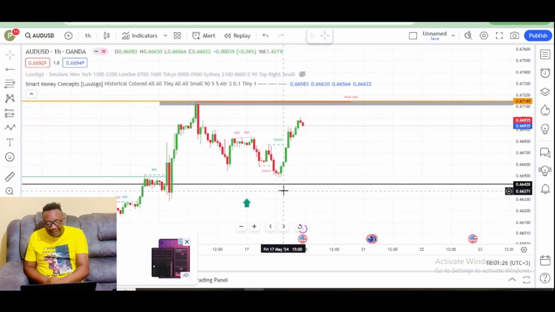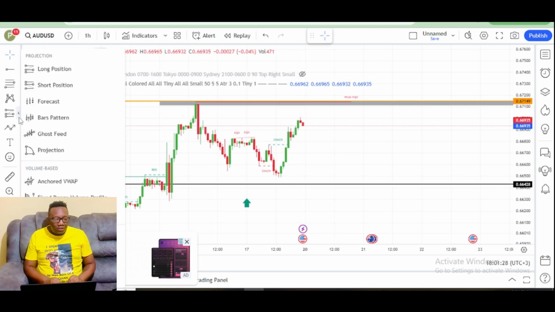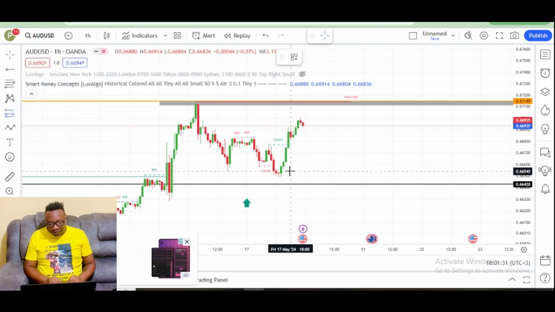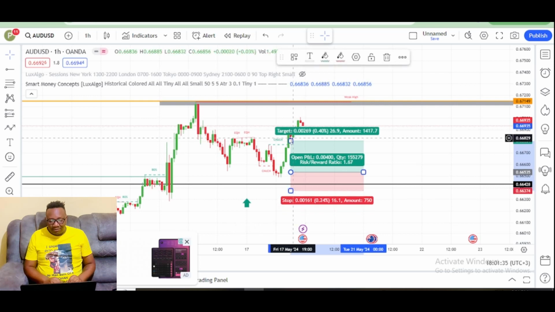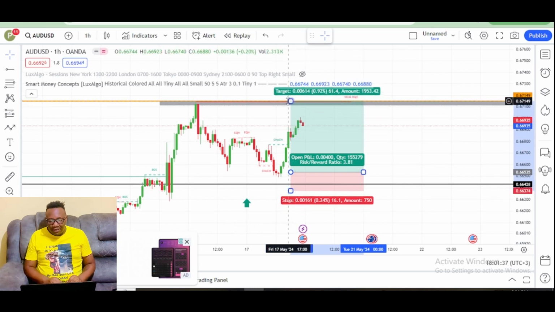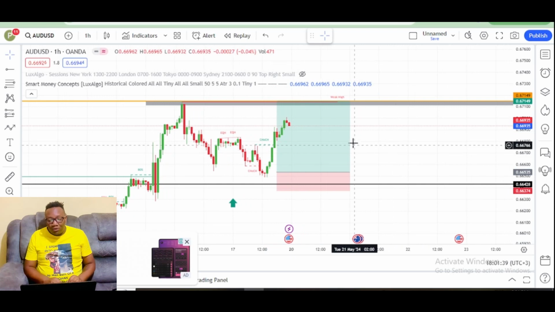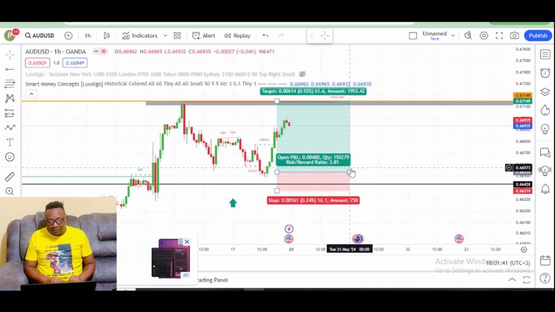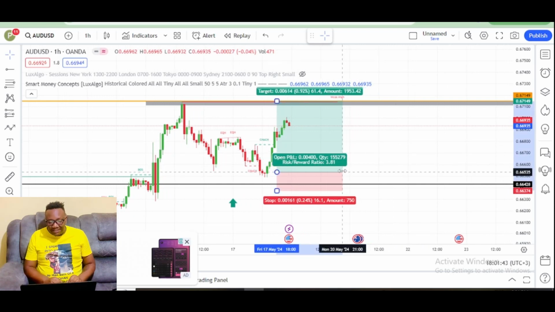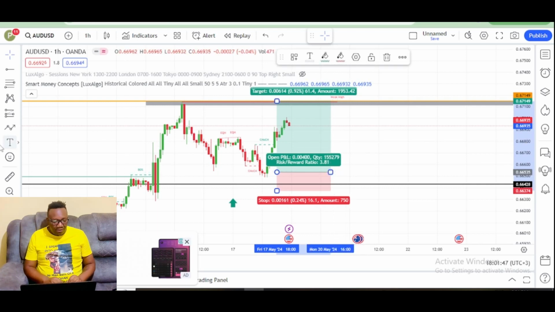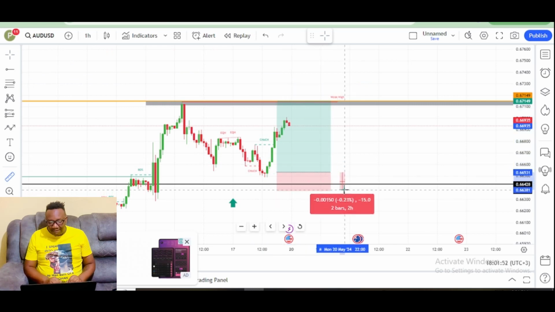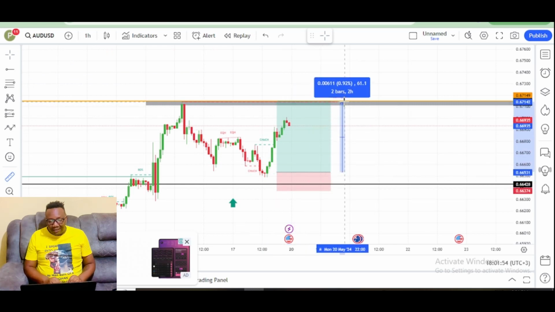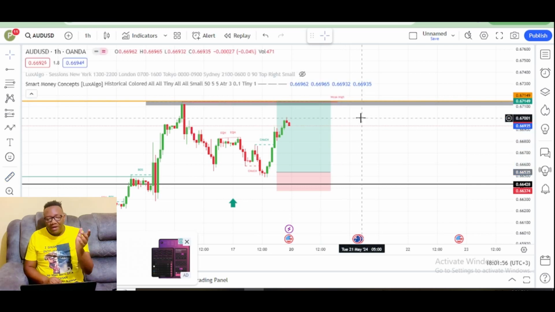We could have gotten in from this level here and gone for longs right here, stop loss below this level here, and take profits here. You see, 1:3. That's a good risk to reward ratio. I would have risked 15 pips to get 60 pips. Okay, it's a good risk to reward ratio.